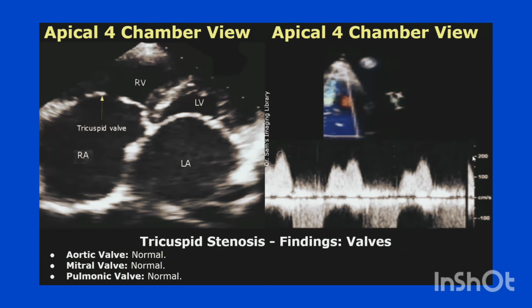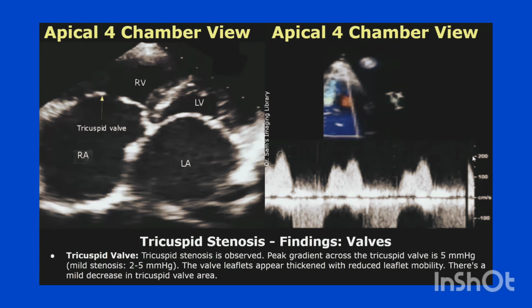The aortic, mitral, and pulmonic valves are normal. In the tricuspid valve, tricuspid stenosis is observed. Peak gradient across the tricuspid valve is 5 millimeters of mercury. This indicates mild stenosis. The valve leaflets appear thickened with reduced leaflet mobility. There is a mild decrease in tricuspid valve area.